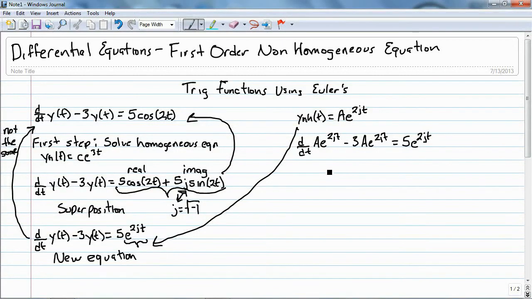Okay, now we need to take the derivative of this first part. Well, a is just a constant, so we'll take that out. Use the chain rule. Derivative of e to the 2jt, well, any exponential, its derivative is itself. And now I need to take the derivative of 2jt. I'm going to break this down into a couple little parts here to make it a little bit easier to follow.